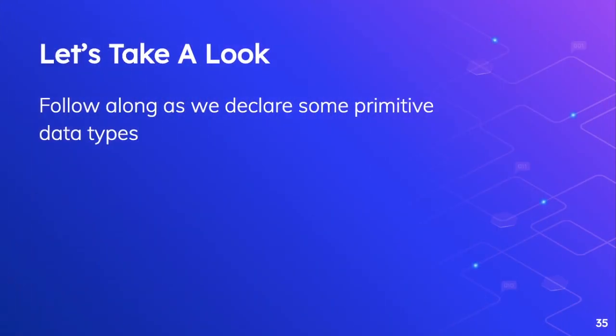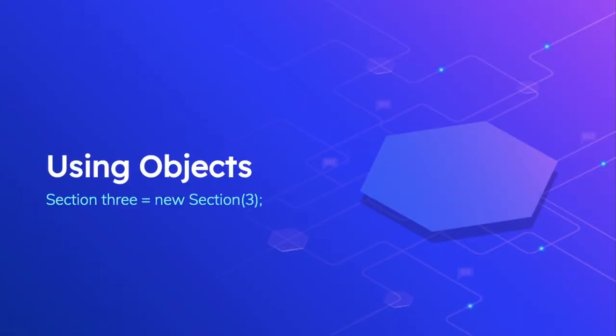Alright, so we've declared some primitive data types. And actually that's it. We're going to move on to using objects. So you'll learn how to declare some nice objects there. I think after that one we get into string methods, because you need to know how to use objects to do string methods. So that makes sense.